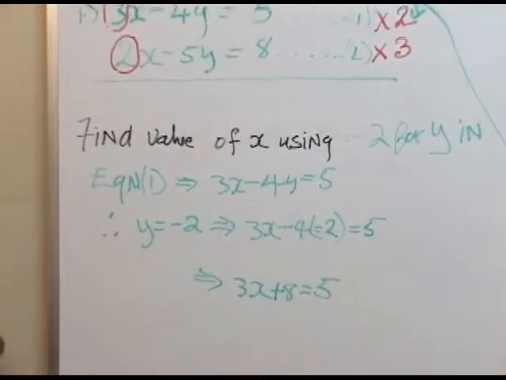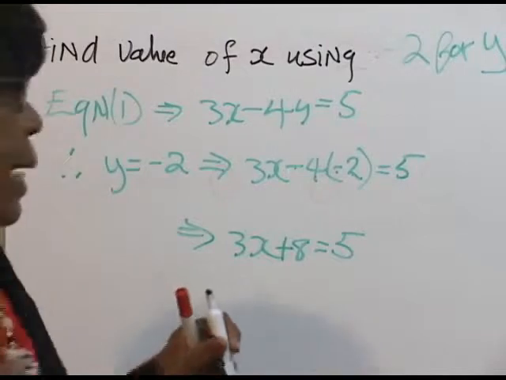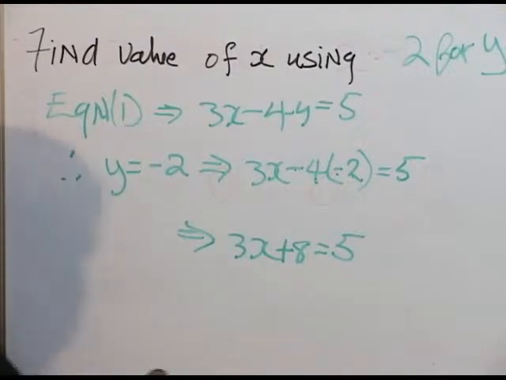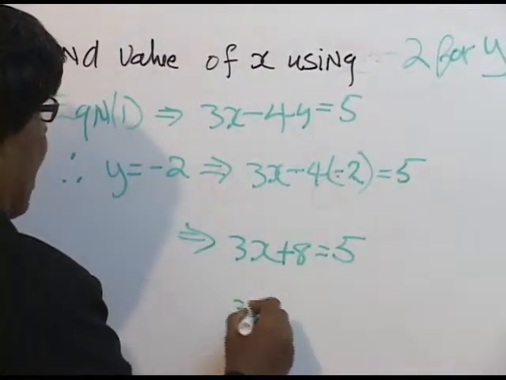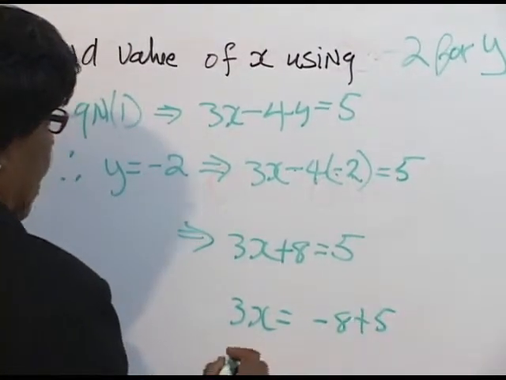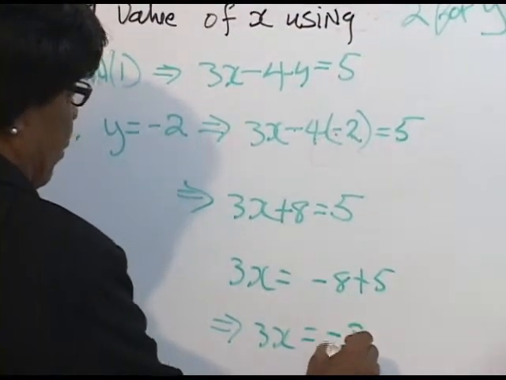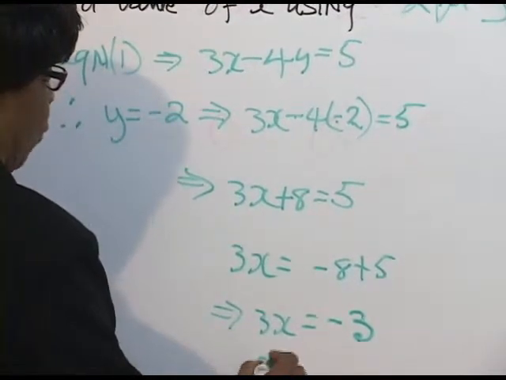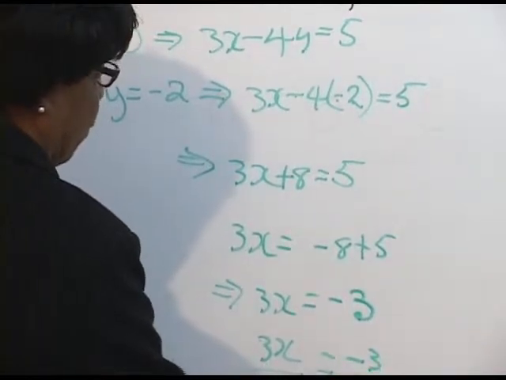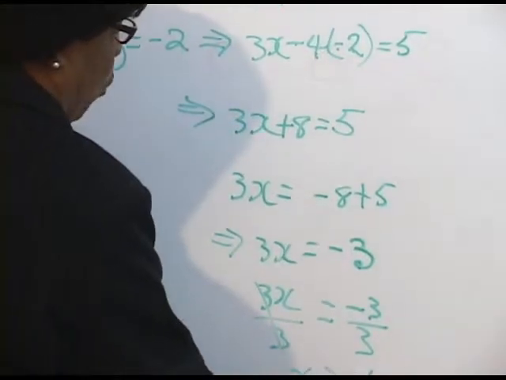Again, we're going to keep to our linear equation solving. We're going to keep our x's on one side and take the numbers over to the other side. So you have 3x is equal to negative 8 plus 5. And so we're going to get 3x is equal to negative 3. And x then, again, 3x divided by 3 would be equal to negative 3 divided by 3. And we're going to get x is equal to negative 1.